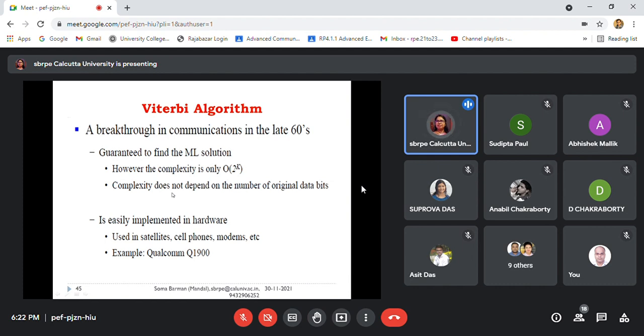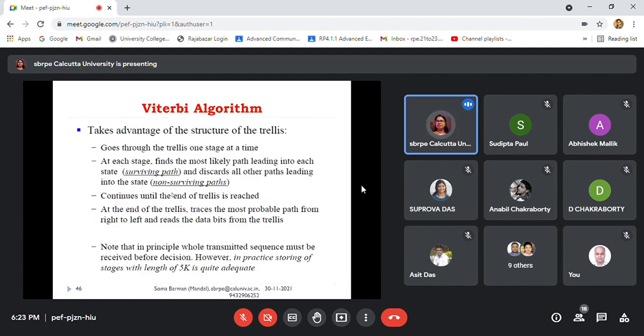So if k increases, complexity also increases. That's why the constraint length in hardware implementation is restricted. If we use this algorithm for decoding, it is restricted to a constraint length k of 10. More than 10 is very difficult to handle. You can manage, but too much complexity arises. So that's why mostly the constraint length is not beyond 10.